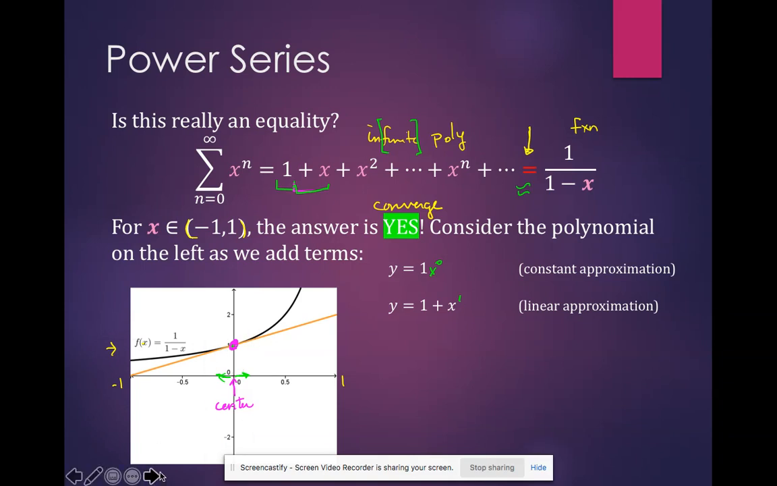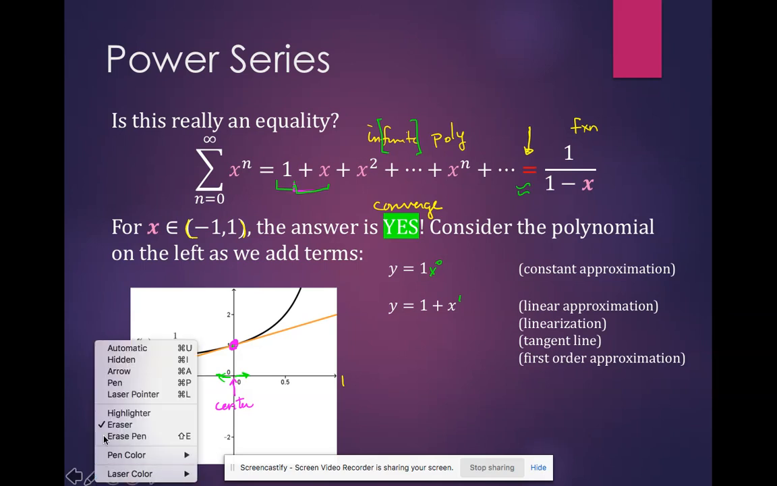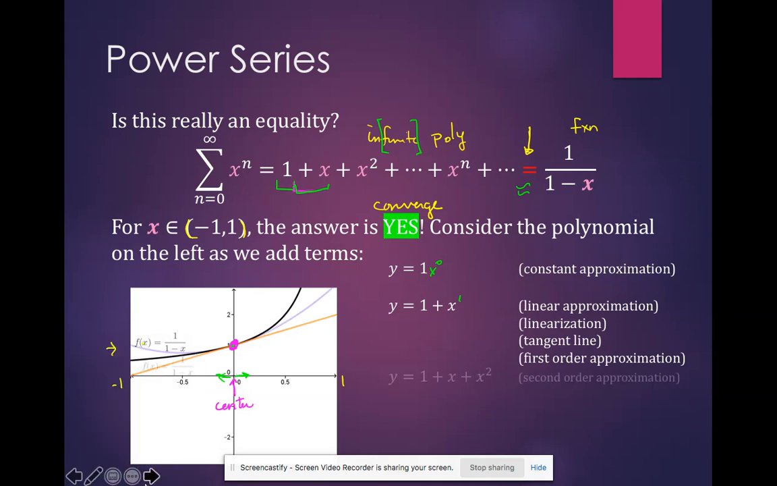Instead of the linear approximation, which, by the way, hello, first semester calculus, that's the linearization of that function. It's the tangent line at the center, x equals 0. We call that a first order approximation because of the power of 1. What if I want the second order approximation? I just add another term, another partial sum. It's just a longer partial sum.